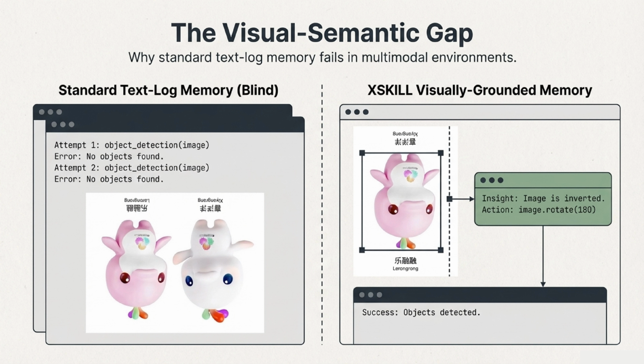XSKILL solves this with visually grounded memory. By looking directly at the visual context, the agent gains a crucial insight. For example, the image of these mascots is upside down, allowing it to execute a rotation action and successfully detect the objects.